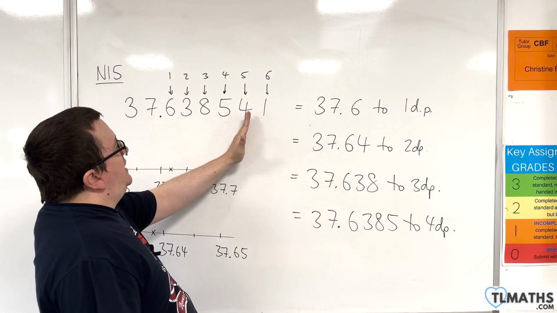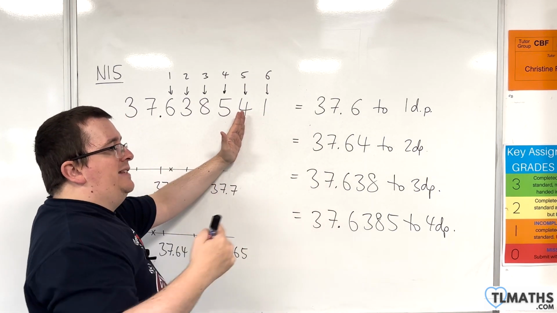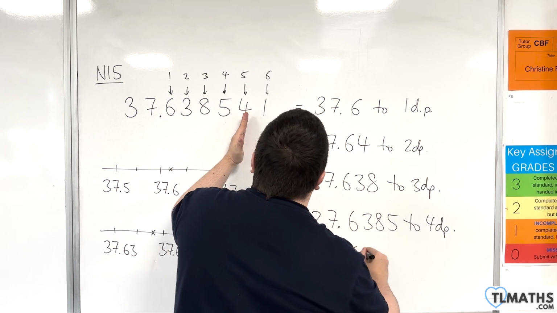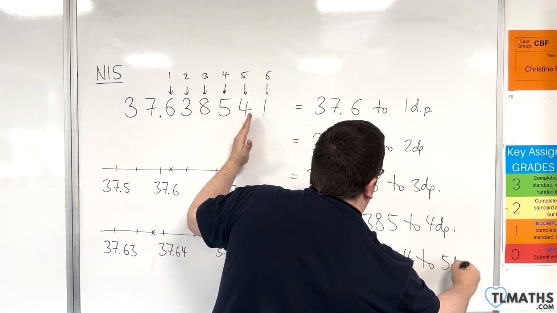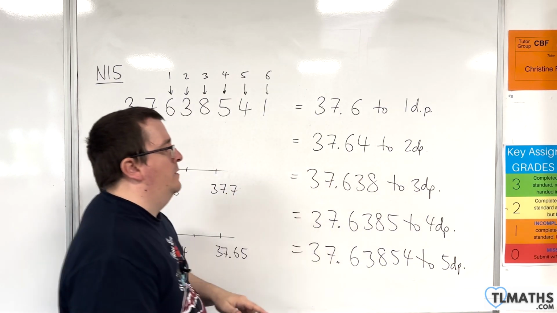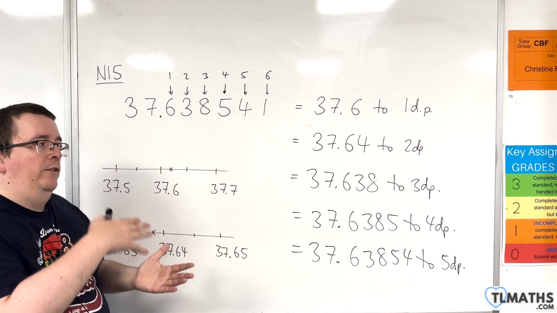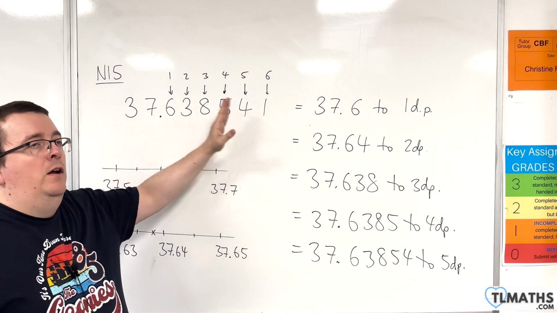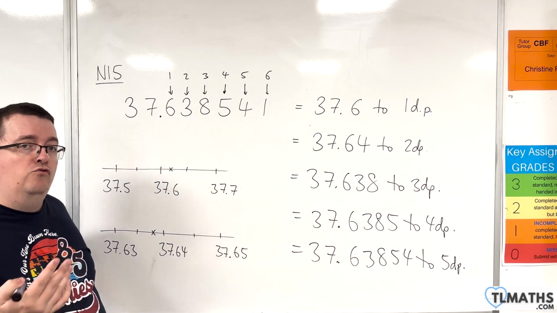You could go to 5 decimal places. Look at the 5th decimal place, one to the right is less than 5, so we round it down. So 37.63854 to 5 decimal places. Okay, so that is the way that you round to a certain number of decimal places. You find the correct decimal place, and you look at one to the right, and that tells you whether you should round up or round down.